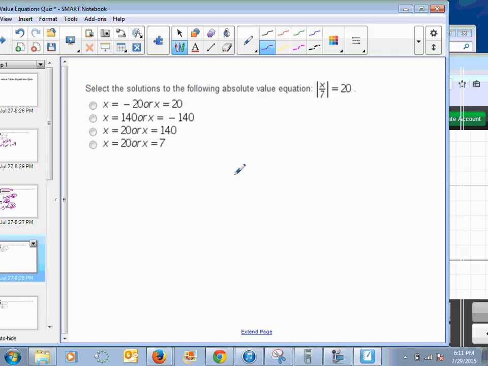All right, now we're going to actually solve one of these. Select the solutions to the following absolute value equation. So absolute value of x over 7 is equal to 20. That means x over 7 equals 20, but it also means x over 7 could equal negative 20. So we've got to solve these.